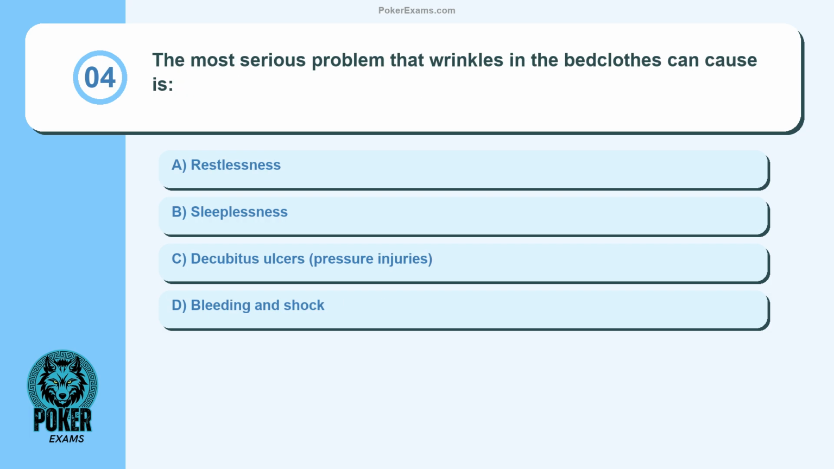Question 4. The most serious problem that wrinkles in the bedclothes can cause is restlessness, sleeplessness, decubitus ulcers, pressure injuries, bleeding and shock.